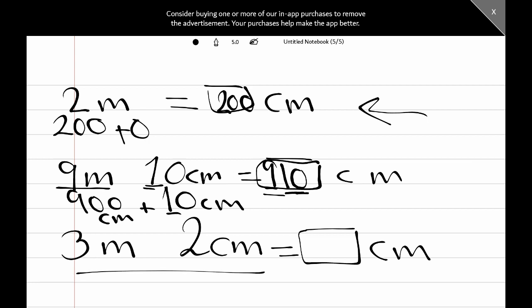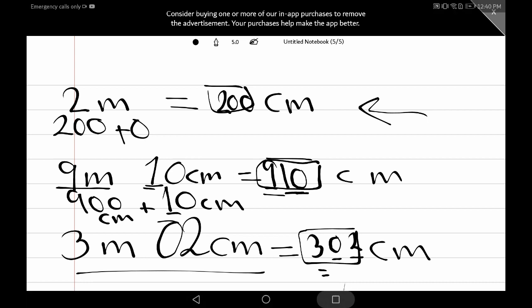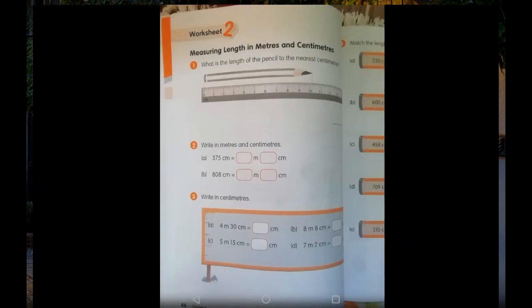I want to solve this without adding. Now 3 meters equals 3 in the hundreds place, in the centimeters, and in the tens and the ones place we are just going to put the centimeters, but here the tens place is 0, so we're just going to put 2, 0. So the answer is 302. Now let's start solving the questions on your activity book.